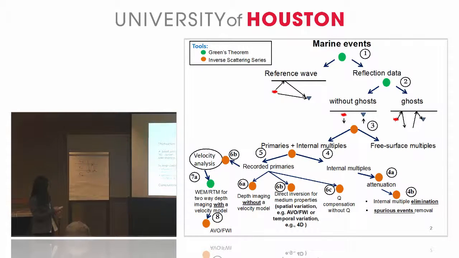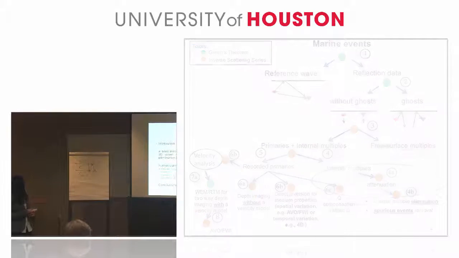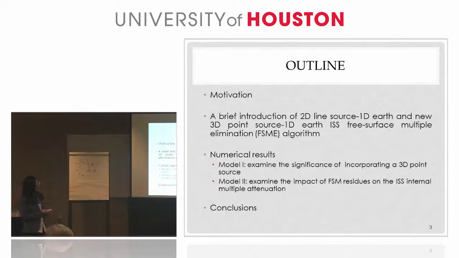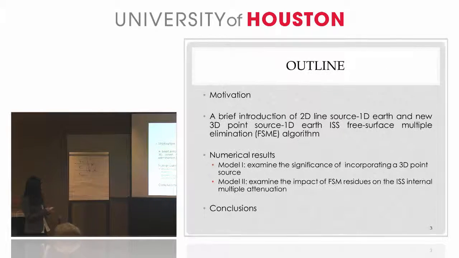So here is the outline of my talk. First, I will go over the motivation of this subject, and I will briefly give you an introduction of the 2D line source, 1D Earth, and the new 3D point source, 1D Earth, free surface multiple elimination algorithm. After that, I will show you two numerical examples. For each of them, we will examine the isolated tasks. And finally, I will give the conclusions. First, let's take a look at the motivation.